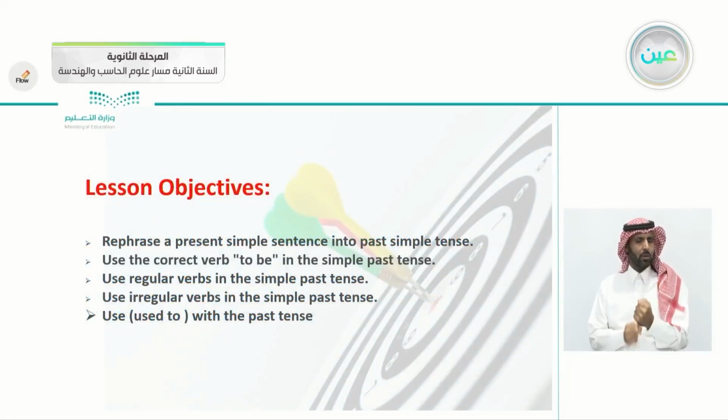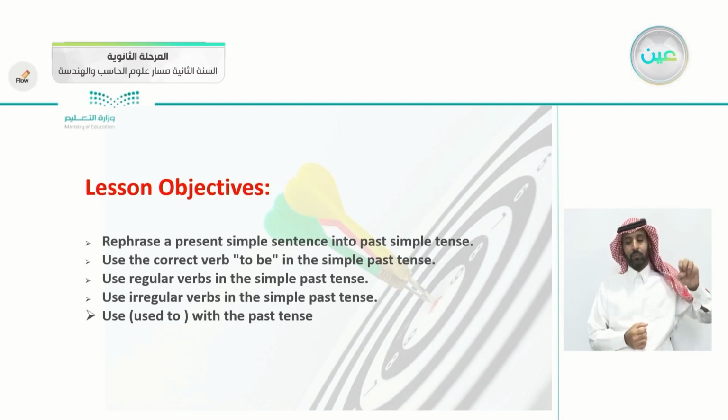So these are the objectives for today: to rephrase a present simple sentence into a past simple tense. Use the correct verb to be in the simple past tense. Use regular verbs in the simple past tense. Also use irregular verbs, regular and irregular verbs in the simple past tense. Use used to with the past tense. So we'll be focusing on the past tense today and used to.